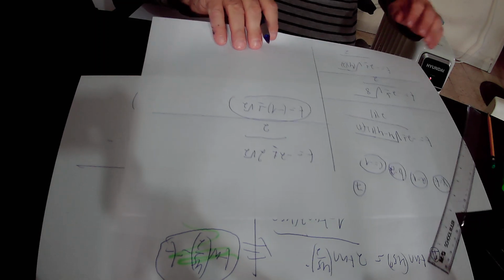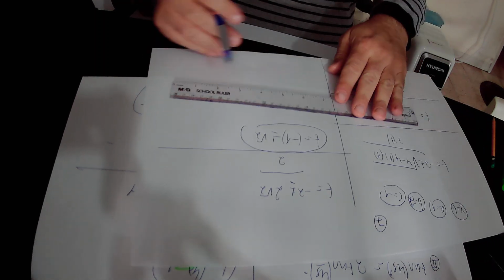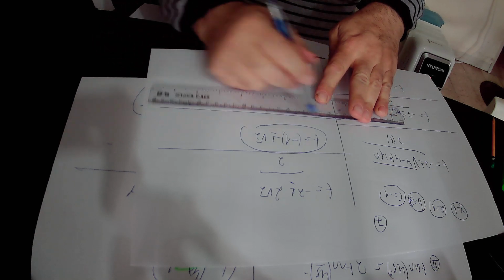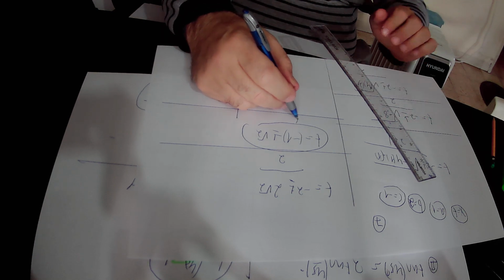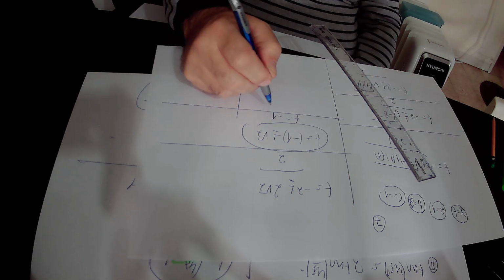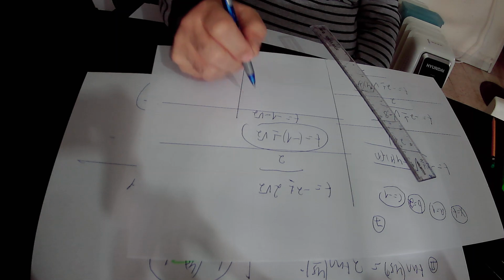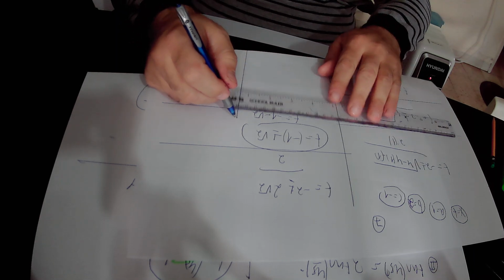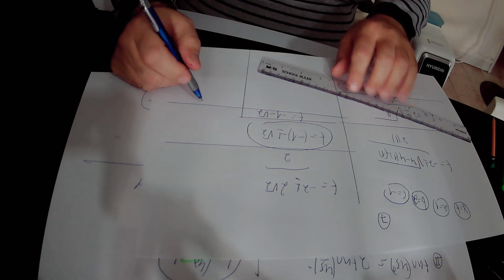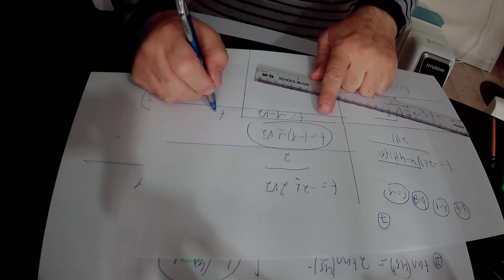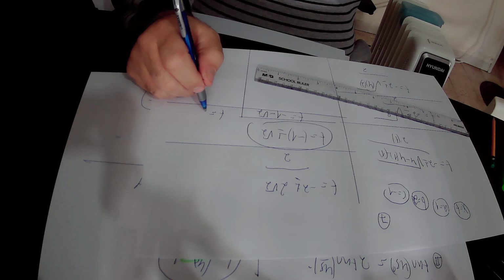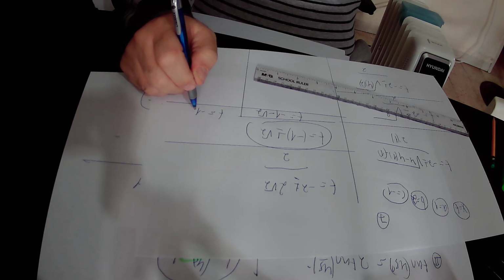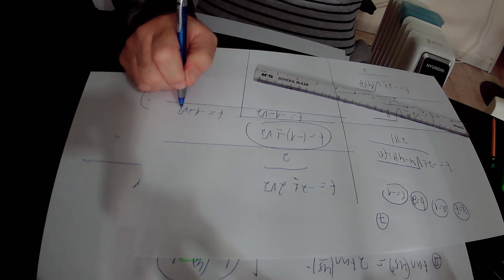So here we have two solutions that are possible for t. The first solution for t is that t equals minus 1 minus the square root of 2. This is the first solution for t. And the second solution for t is that t equals minus 1 plus the square root of 2.